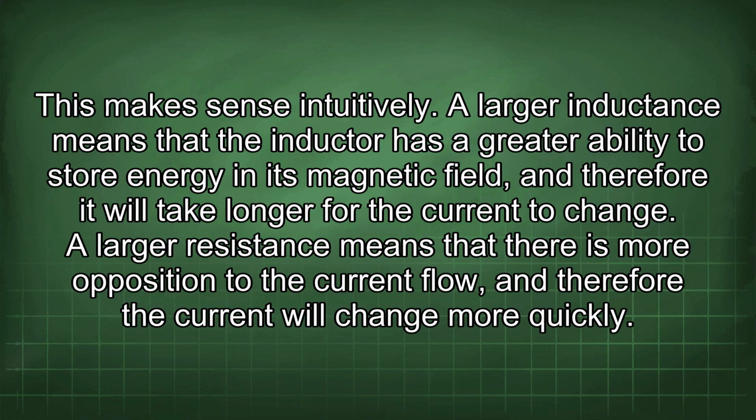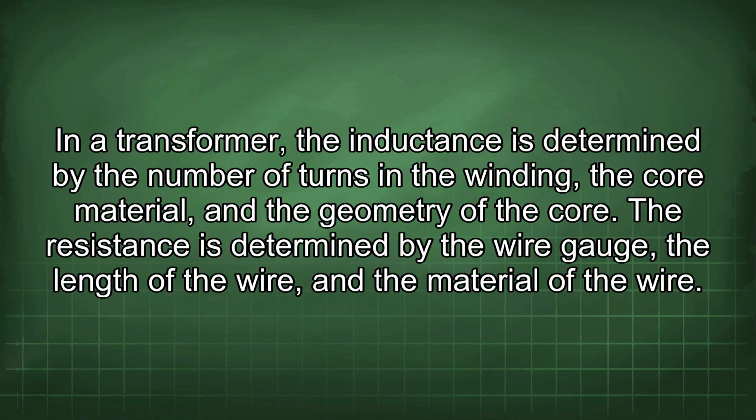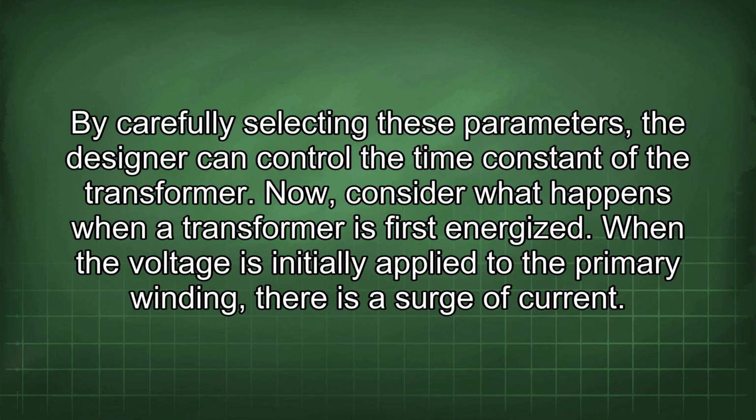A larger resistance means that there is more opposition to the current flow, and therefore the current will change more quickly. In a transformer, the inductance is determined by the number of turns in the winding, the core material, and the geometry of the core. The resistance is determined by the wire gauge, the length of the wire, and the material of the wire. By carefully selecting these parameters, the designer can control the time constant of the transformer.